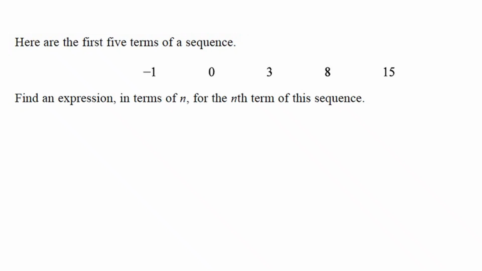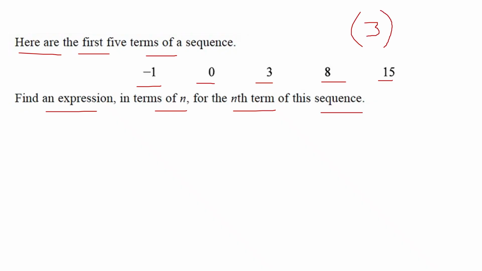In this video lesson, we are asked: here are the first 5 terms of a sequence: -1, 0, 3, 8, and 15. Find an expression in terms of n for the nth term of the sequence. It's a 3-mark question. So step 1, work out our difference, or our common difference, if there is one.